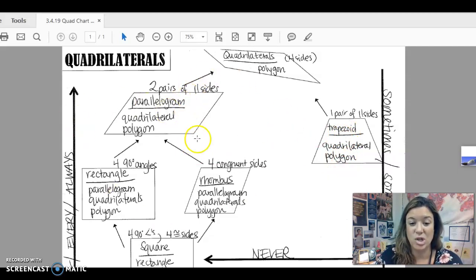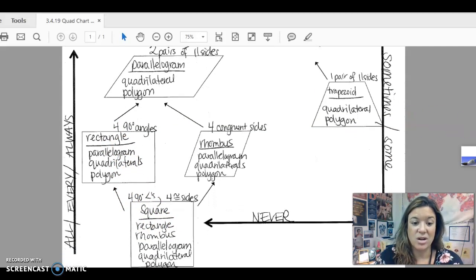So we will use this chart a lot this year to talk about never, sometimes, and always statements that always seem to trip kids up and scare them a little bit, like every square is a rectangle because it has all the characteristics needed to be a rectangle. So this chart is really helpful when we're talking about those all, sometimes, never statements.